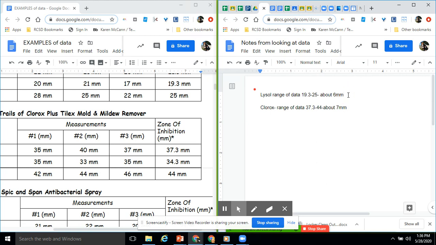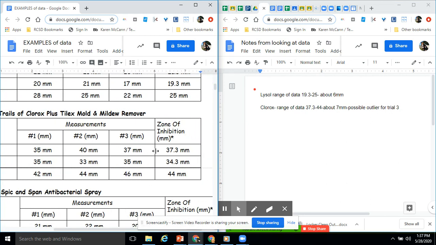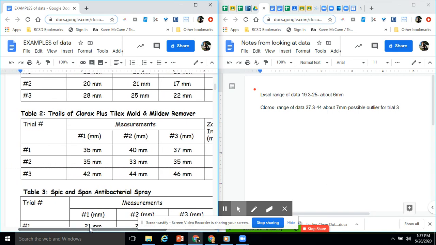But then you might also want to put possible outlier for trial 3, because that might be throwing off your data. When you average these together, this 44 is going to make your average higher. If you just included these two, your average would be about 35 and a half. With the 44 included, it's going to be much higher. We'll see that down below when we look at the average. So we're going to move on to our next one.